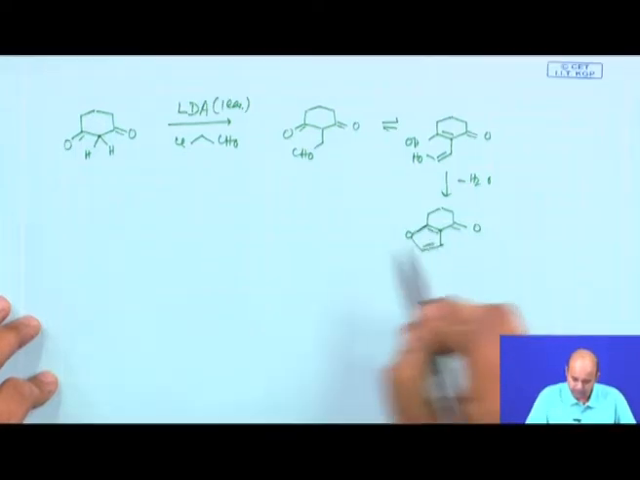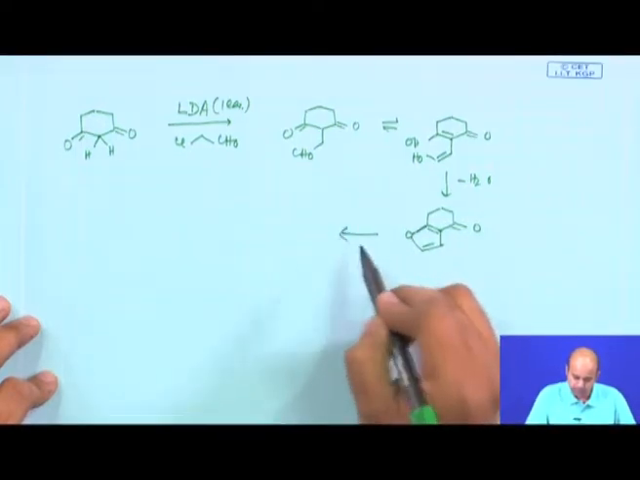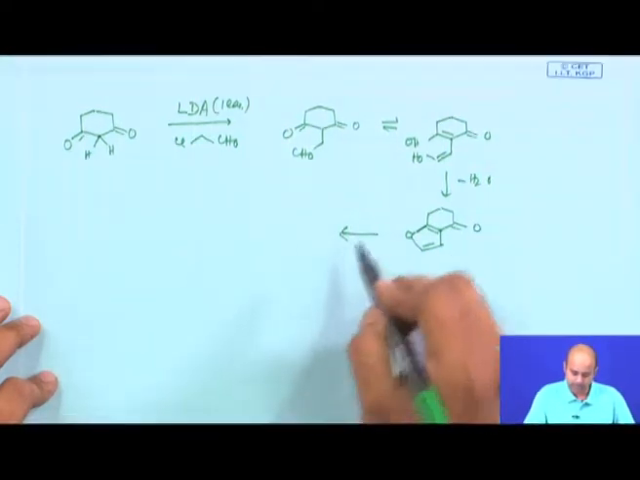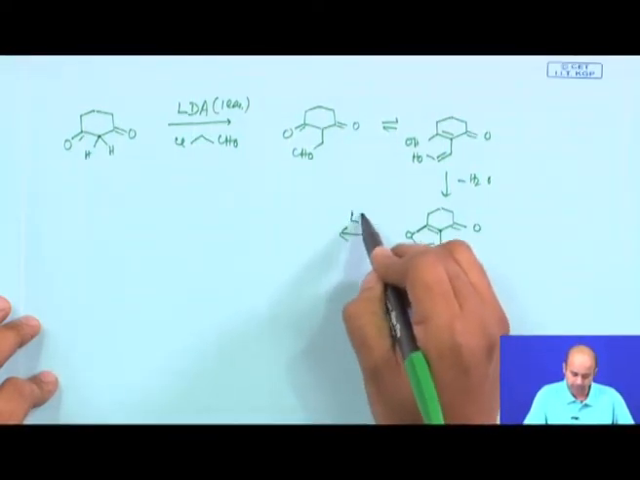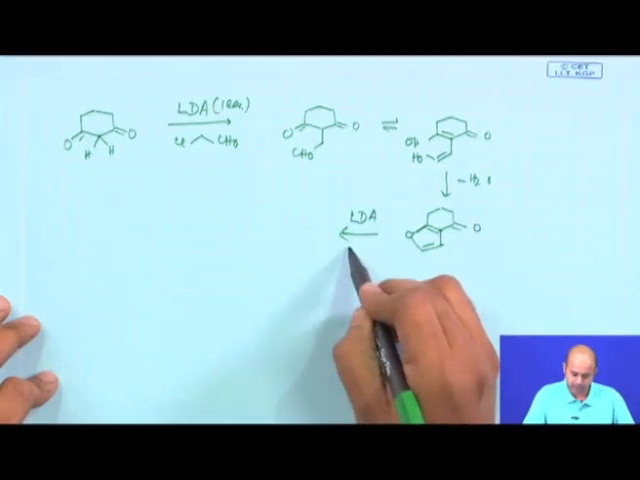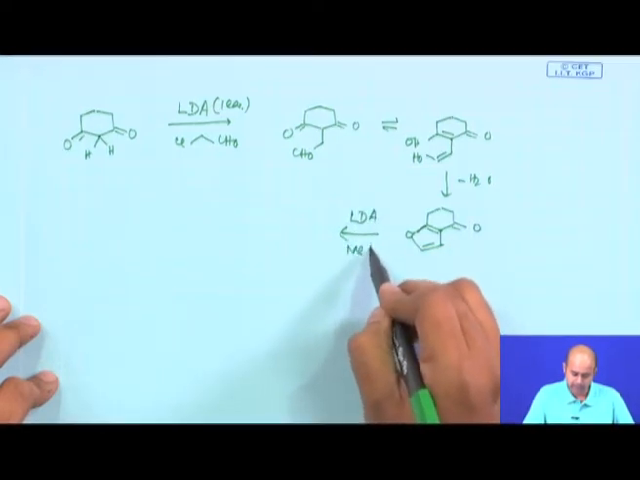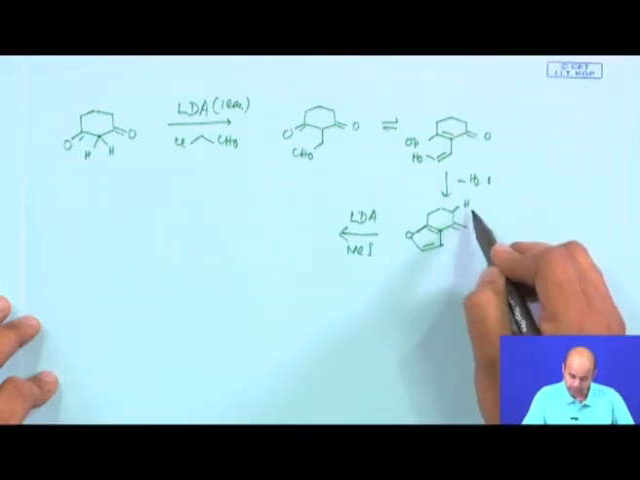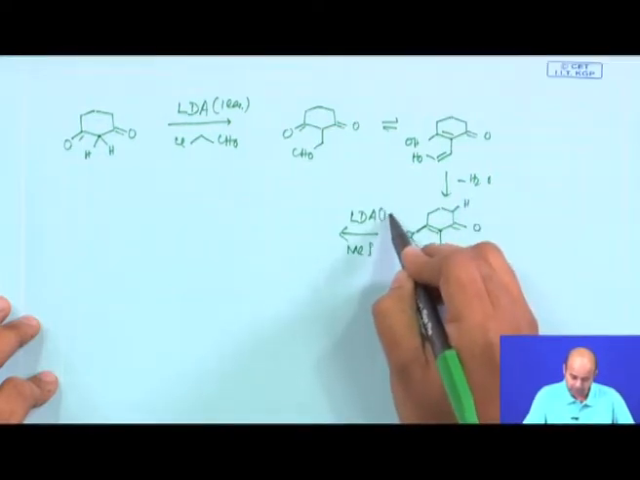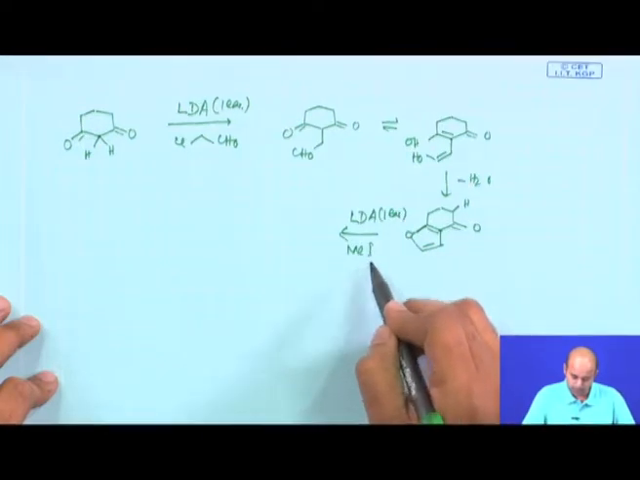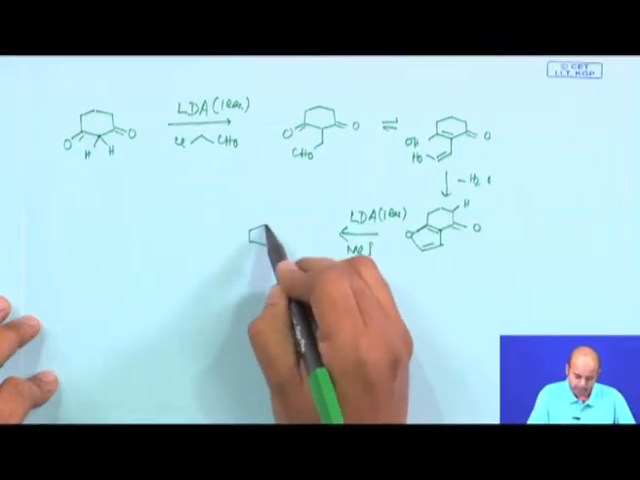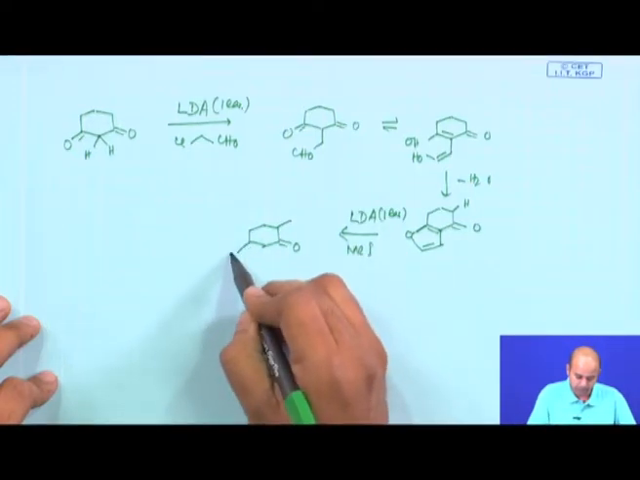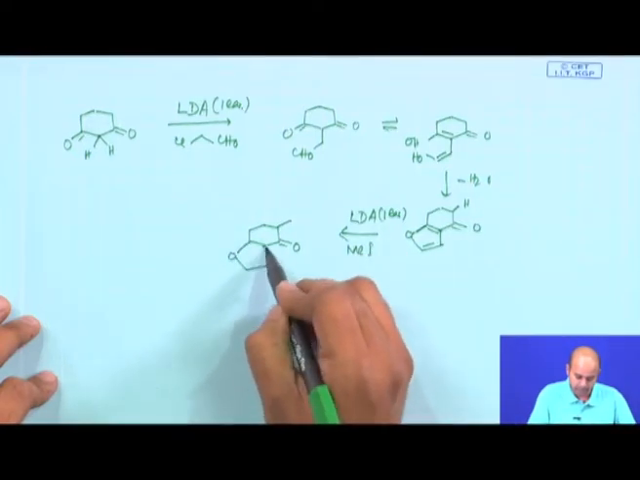Next was pretty simple, as discussed in the earlier part. You do again one round of LDA and methyl iodide. Now, this will be the hydrogen which will be abstracted, one equivalent of LDA, one equivalent of methyl iodide. You will basically get this compound, and the furan part remains intact.